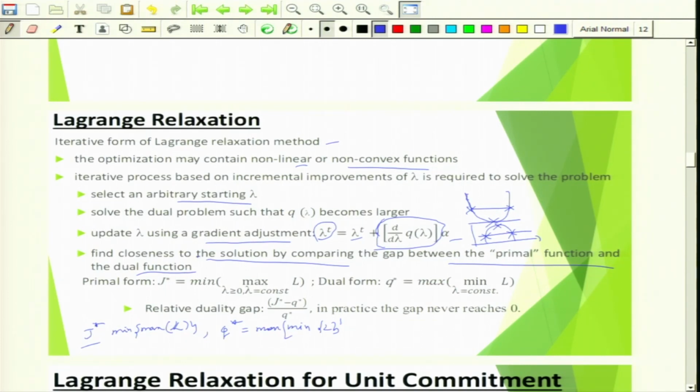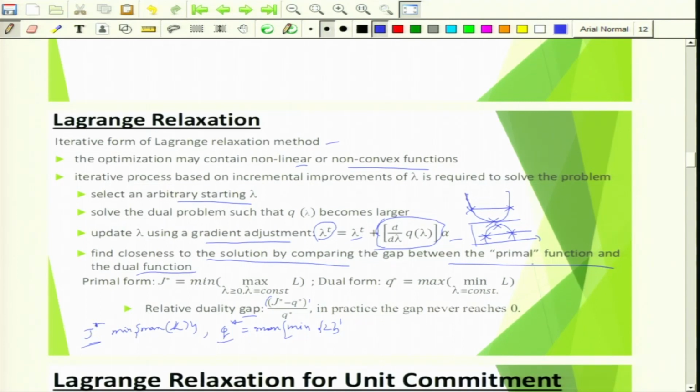Now find the closeness to the solution by comparing the gap between the primal function and the dual function, the gap between J star and Q star, and the relative duality gap, that means J star minus Q star by Q star. In practice the gap never reaches 0. That means you need to find out the difference so that the difference should be as close as possible to 0, right.